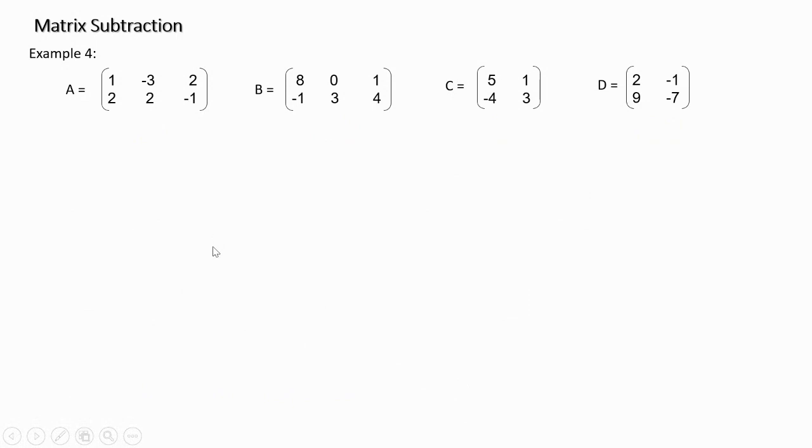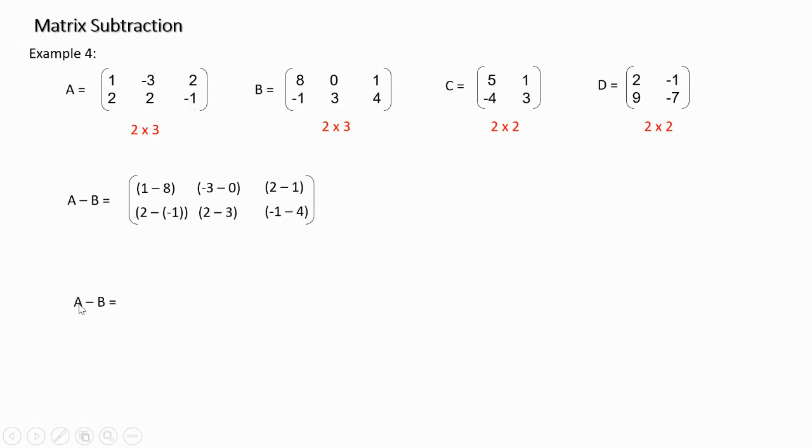Now comes the subtraction. Again, the 2 by 3 matrix is also B, and C is a 2 by 2, and D is a 2 by 2. So A minus D. It's going to be 1 minus 8, negative 3 minus 0, and 2 minus 1. And then on the second row, we have 2 minus negative 1, 2 minus 3, and negative 1 minus 4. Right? So then we can subtract them.